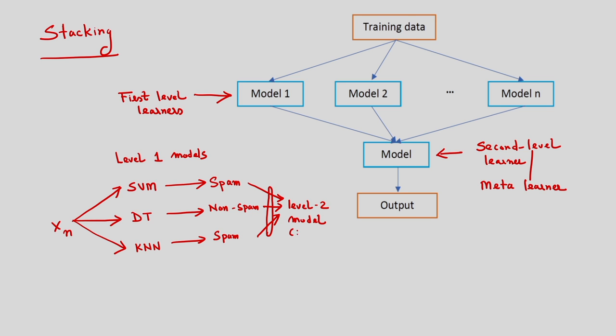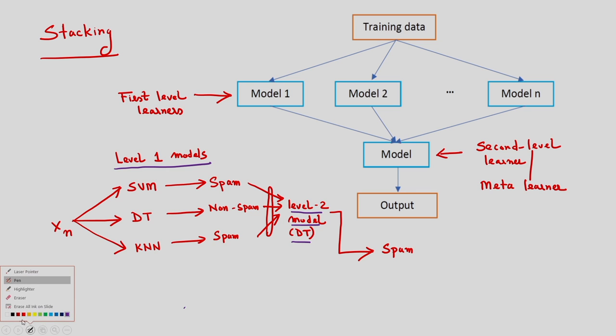For the level 2 model, suppose I can consider maybe the decision tree. The inputs to the level 2 model are the outputs of the level 1 models. So I am getting the level 2 model, and finally from this model I can do the prediction, and the prediction may be spam. So you can see I have level 1 models and also level 2 models. This is the fundamental concept of stacking.